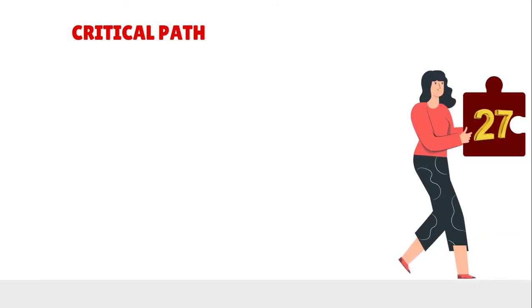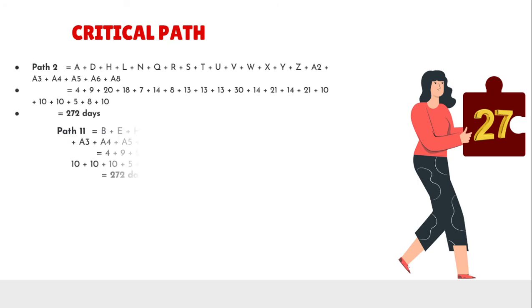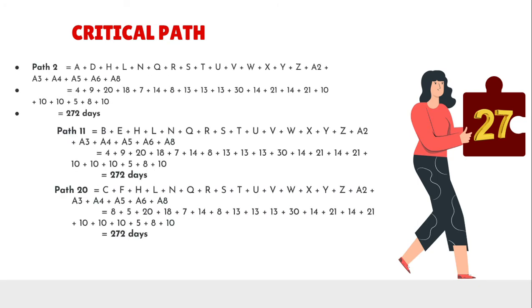Next, I will talk about the critical path. As most of you know, critical path is the longest time taken to finish the project. The calculation is being done based on AOA network system. For this project, there are about 27 paths and there are 3 critical paths. The critical paths are path 2, path 11, and path 20. They had a total of 272 days.